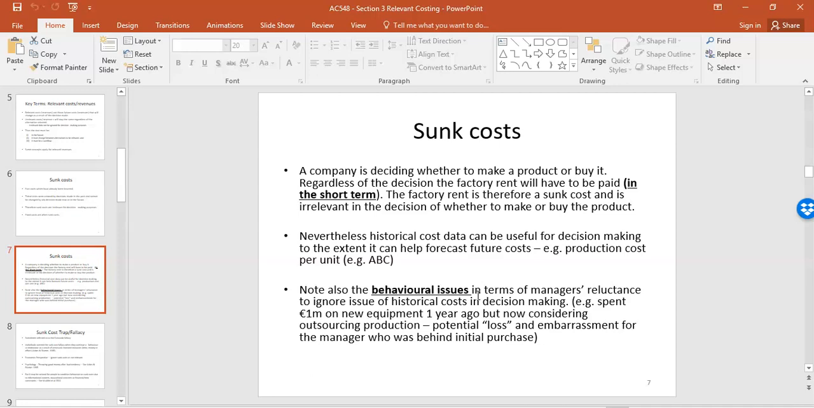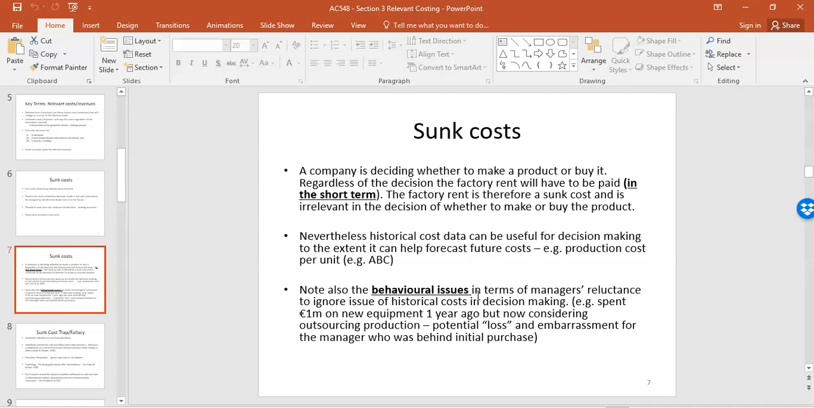Now, of course, in the long term, the factory rent, of course, is an important one. But in short-term decisions, where you're looking for one-off decisions, you have to make sure, will the cost change or not? If the cost is a past one that's already committed, it's not going to change regardless of what decision you make. It's irrelevant for decision making.